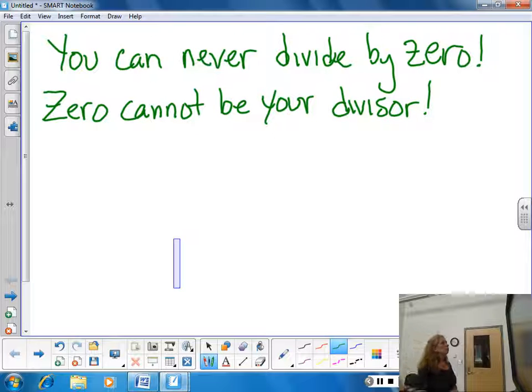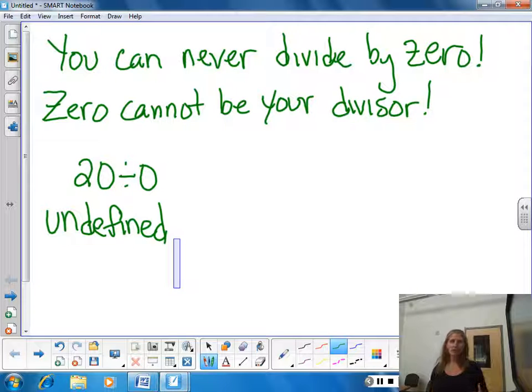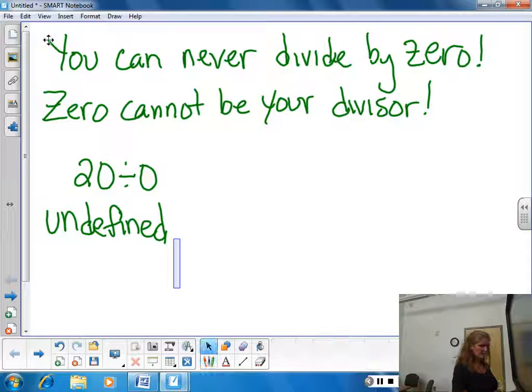So, if you have something like 20 divided by 0, you can't do it. And what you say, what the answer is to that problem is undefined. It's a new vocabulary word. Maybe you know the word undefined, but for math you need to say it. So some people say, well, can I just say it can't be done? No, the terminology is undefined. That's what you need to say anytime they're trying to divide by 0.